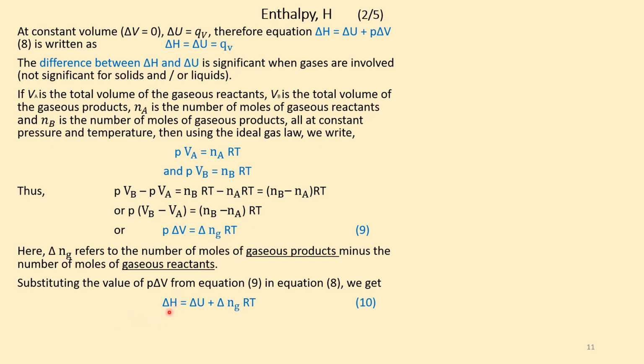Substituting the value of P delta V from equation 1 in equation 8, we can write delta H is equal to delta U plus delta Ng RT. Let it be equation 10. Equation 10 is useful for calculating delta H from delta U and vice versa.